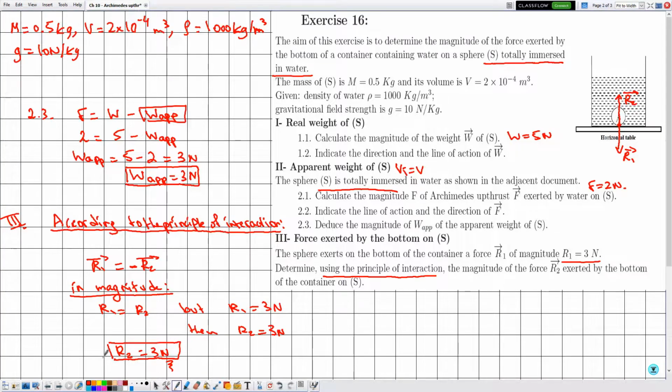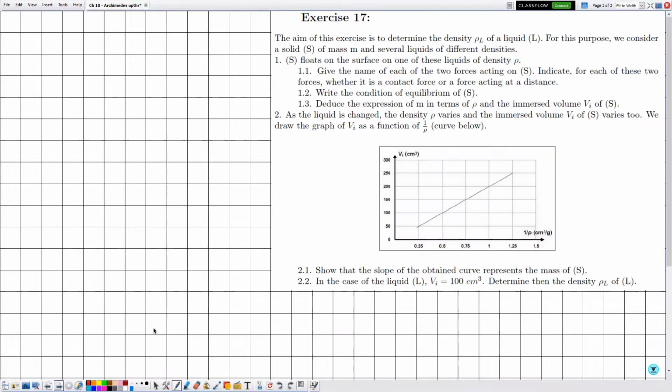And now let's move to the final exercise for this part, which is exercise number 17. The aim of this exercise is to determine the density ρ L of a liquid L. For this purpose, we consider a solid S of mass m and several liquids of different densities. Here, let's say the liquid is of density ρ L, and the solid S has a mass m. Number 1. S floats on the surface of one of these liquids of density ρ.